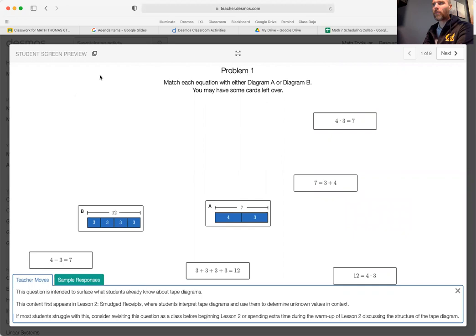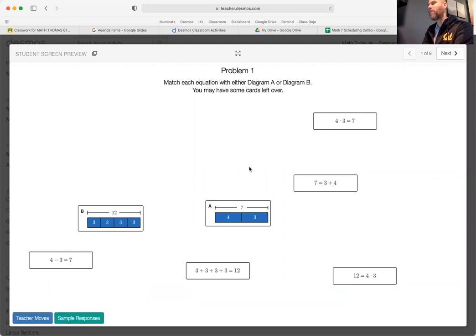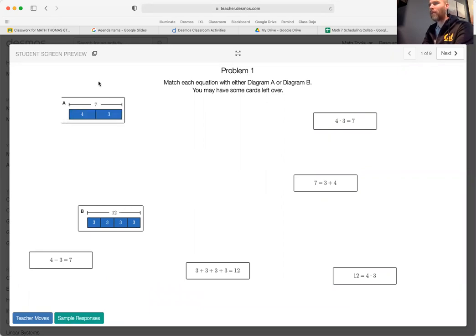And so here's your first screen. It says match each equation. Let's get rid of these teacher answers down here. Match each equation with either diagram A or diagram B. You may have some cards left over. So we got diagram A here.